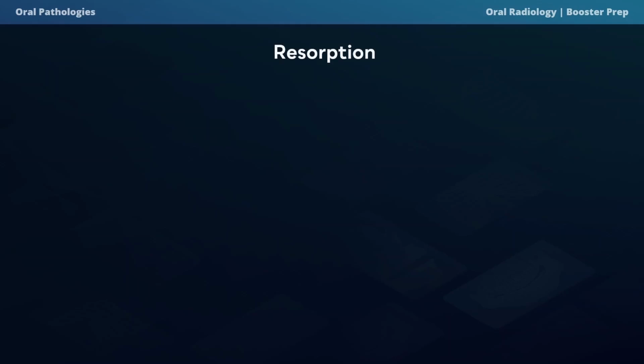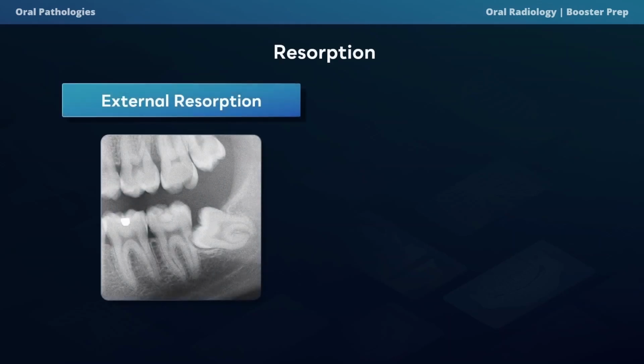Now let's talk about resorption, and the first one we need to discuss is external resorption, and this is the loss of tooth structure that begins on the outer surface of the root and progresses inward. And on the x-ray on the left, there's external resorption of the distal root of tooth number 18 as a result of the impacted tooth number 17 pushing against it.